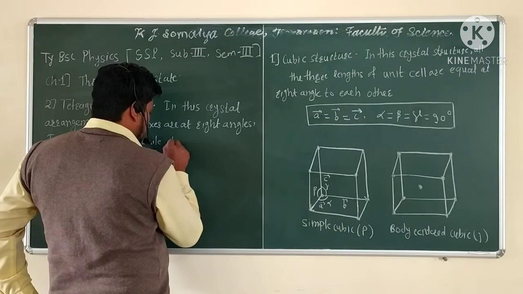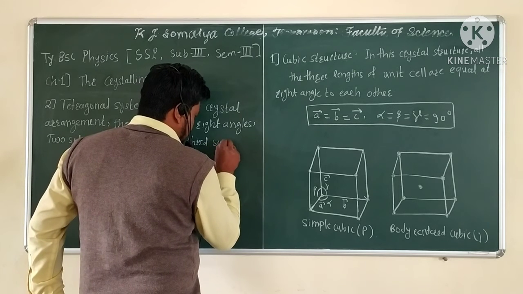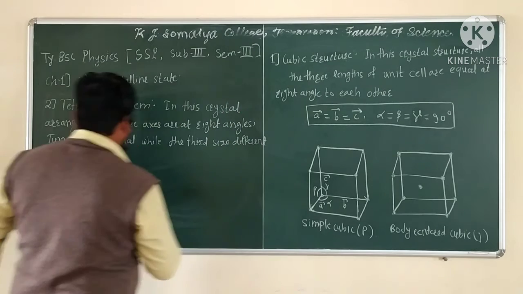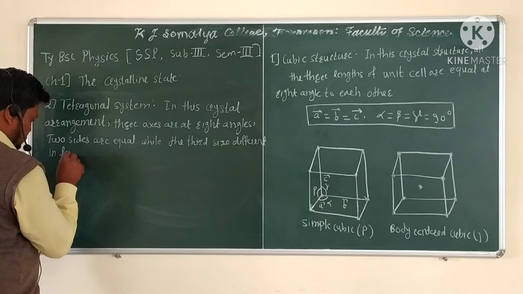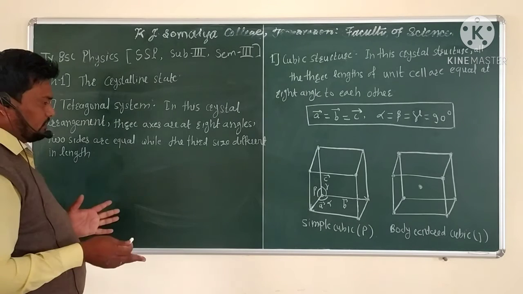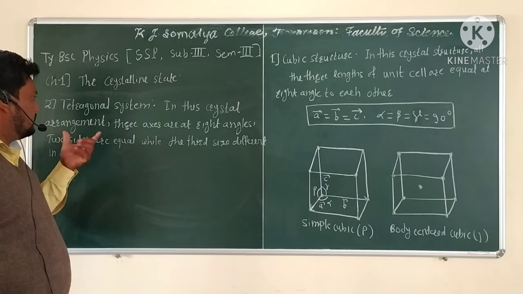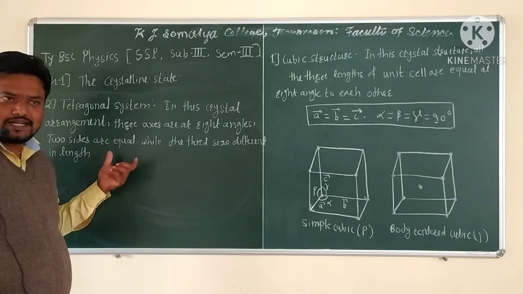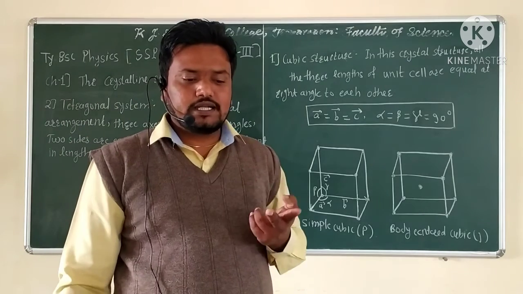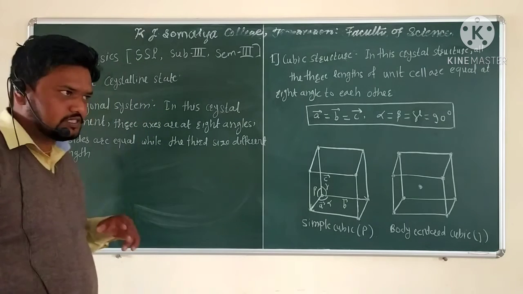So this is considered the tetragonal system. With this definition, in the crystal arrangement the three axes are at right angles, that is alpha, beta, gamma equal to 90 degrees, and two sides, vector a and b, are the same, and the third has a different length.